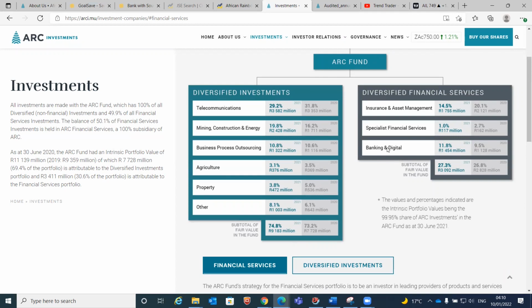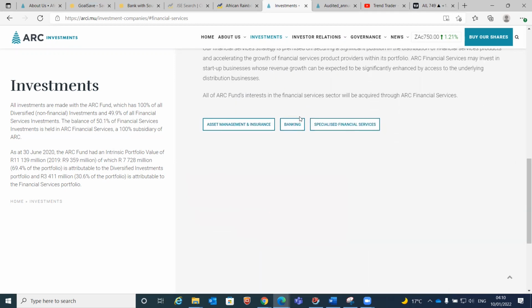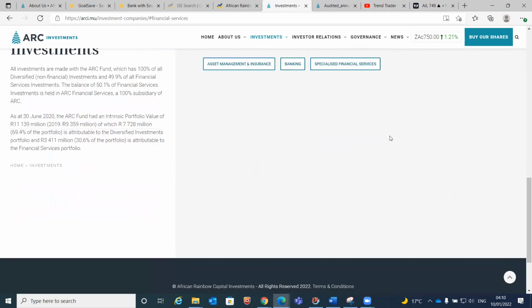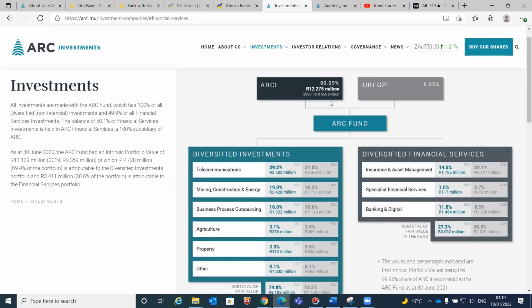And also remember, under this banking and digital, there are three businesses under this portfolio. So TymeBank is not a significant holding of ARC. Well, for them it's significant, but compared to other investment, as you can see, it's about 1.4 billion compared to about 3.6 billion that is invested in telecommunications. So yes, if you do buy African Rainbow Capital, you are getting a diversified portfolio, right?